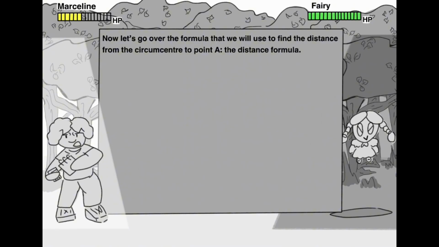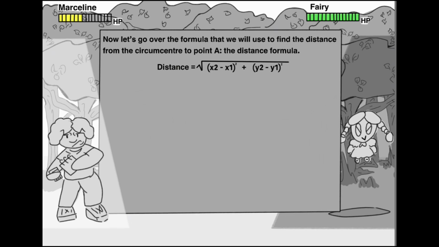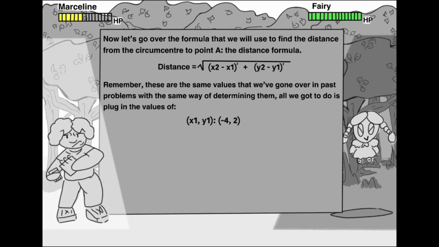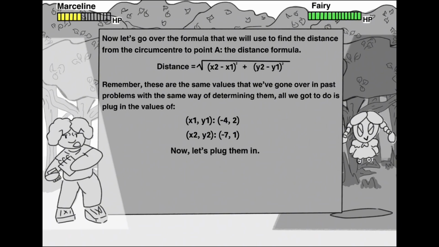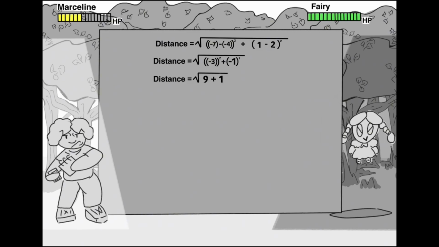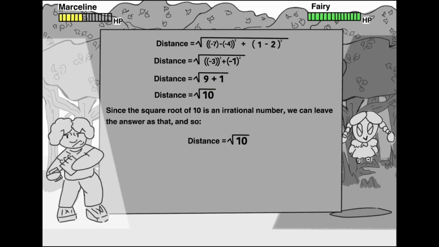And let's go to the formula we will use to find the distance from the circle center to point A, the distance formula. Remember, all of these have the same values that we have gone over in past problems, with the same way of determining them. All we have to do is plug in the values. Now let's plug them in. Since the square root of 10 is an irrational number, we leave the answer as it is.